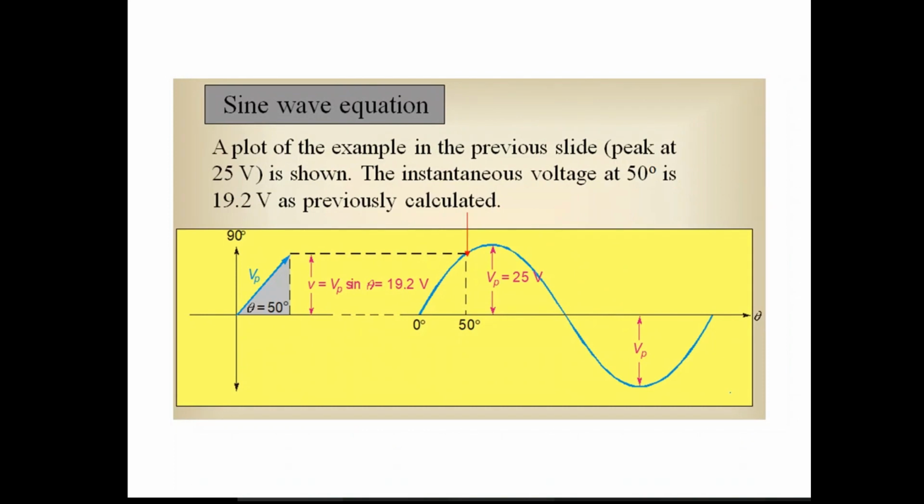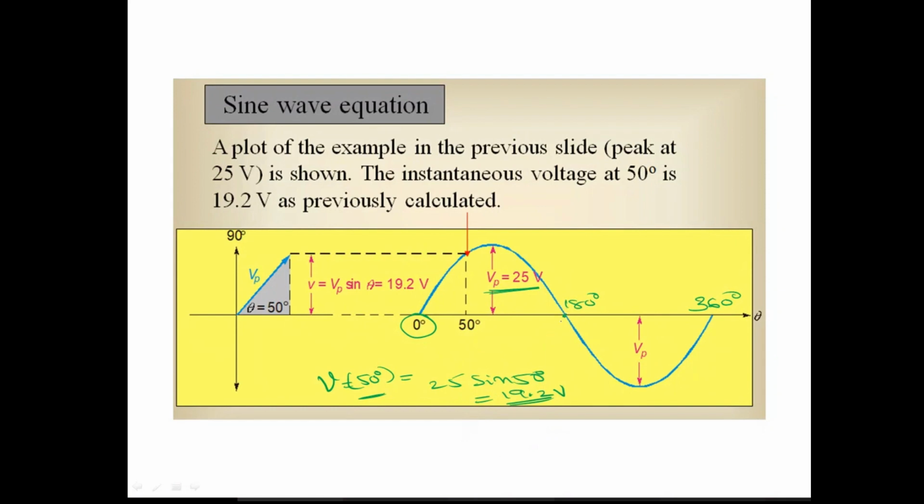Now, a plot of this example from the previous slide. Let us think the peak value, which we have already discussed in the previous example, is 25 volts. And 50 degrees, as I mentioned earlier. Your waveform starts at 0 degrees, this is at 360 degrees, and this point is at 180 degrees. Now we want to find the instantaneous value of voltage at 50 degrees. That V of 50 degrees is Vp, which is 25, into sine of 50 degrees. We got around 19.2 volts, and you look at that graphically. This is the 50 degrees.